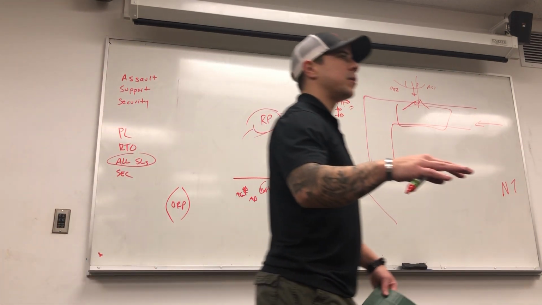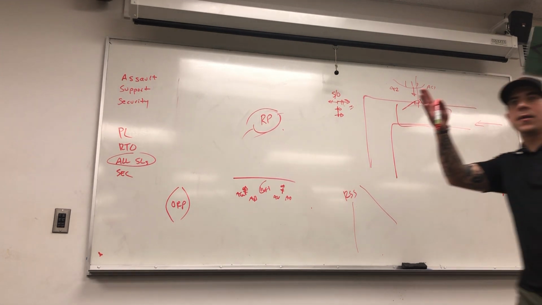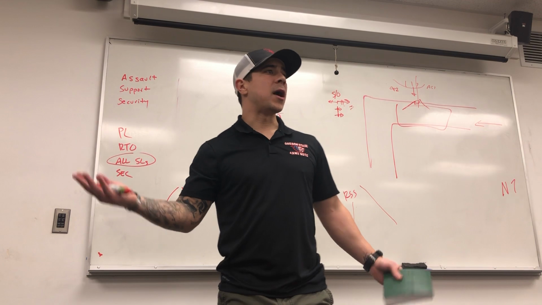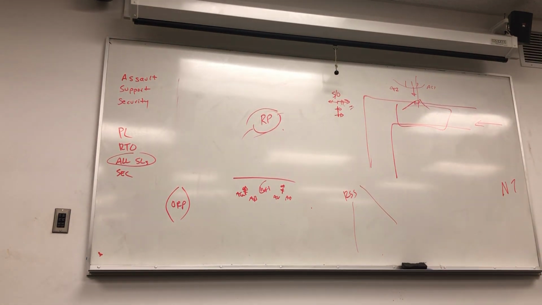We'll get into that when we give you the raid and ambush, but the answer to the question is because you want the enemy to fixate on the support by fire, because we're not detected yet. The assault is not detected. Ambush, we blew up that claymore, everyone knows we're there.